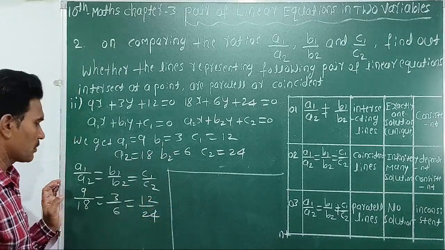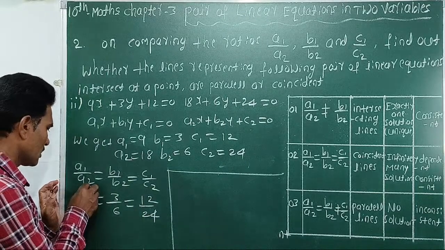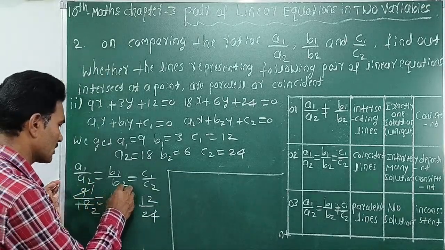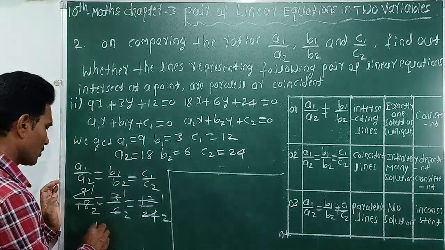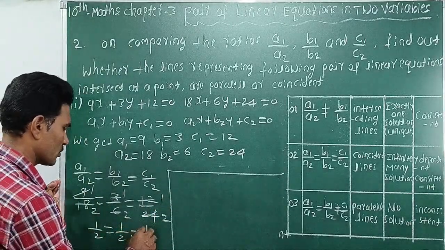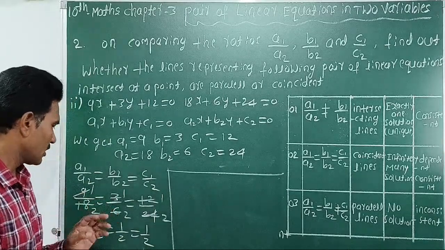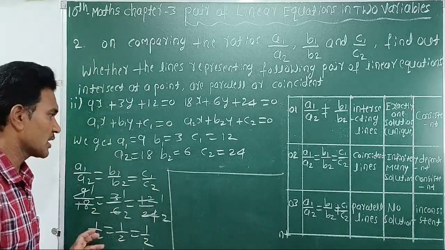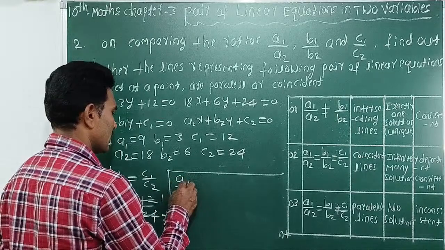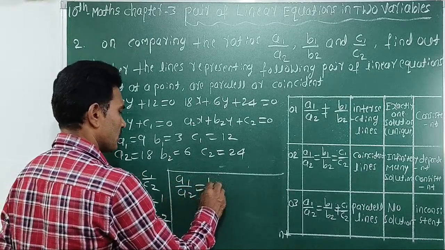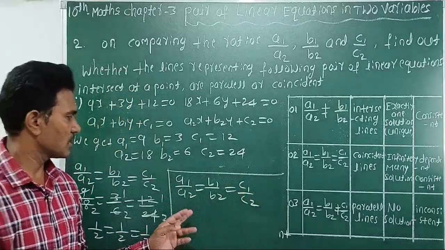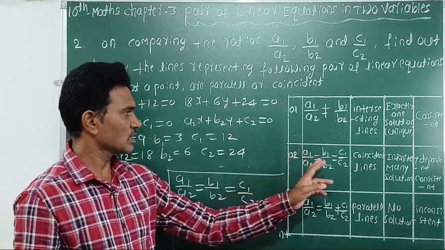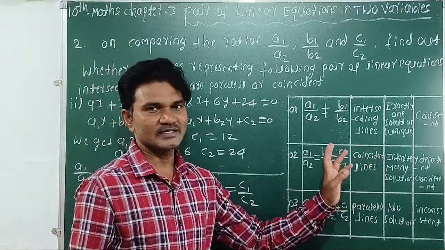Simplify the ratios. 9 by 9 is 1, 18 by 9 is 2, 3 by 3 is 1, 6 by 3 is 2, 12 by 12 is 1, 24 by 12 is 2. So 1 upon 2 equals 1 upon 2 equals 1 upon 2. Here, all three ratios are equal. That means a1 upon a2 equals b1 upon b2 equals c1 upon c2. According to this table, this ratio gives coincident lines.